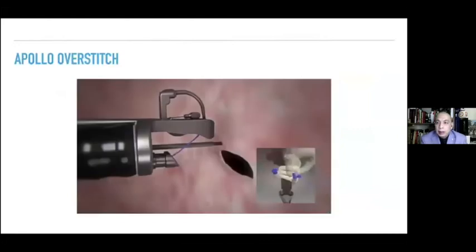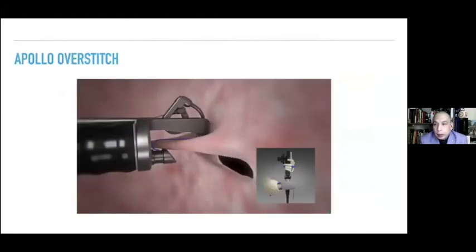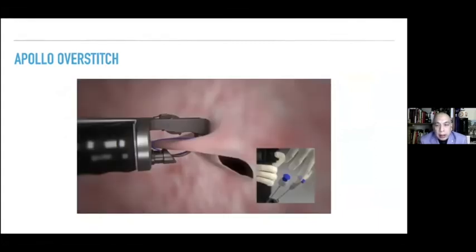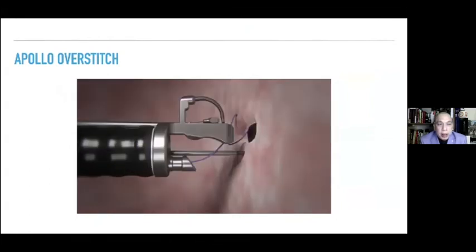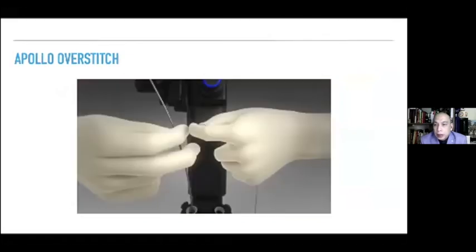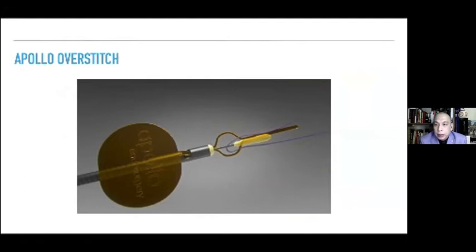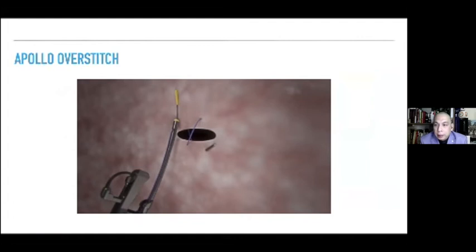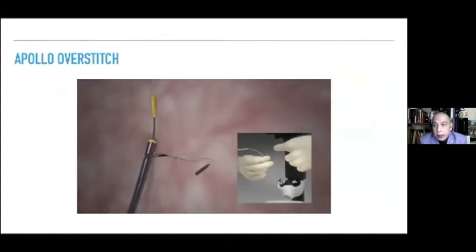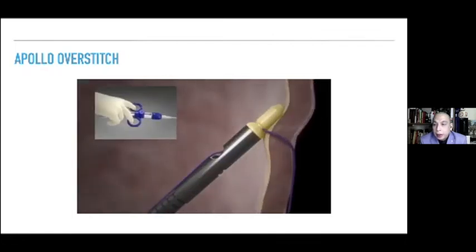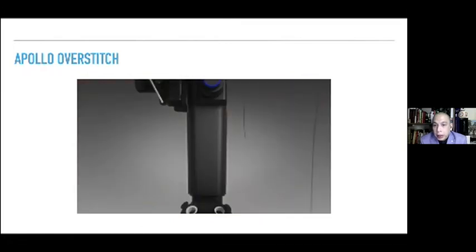And other instrumentation that can be used for tissue approximation or creation of cylinders are endoscopic suturing devices like the Apollo OverStitch, wherein a stitching device is attached to the endoscope and you'll be able to close defects, make a dilated tube a little bit tighter, especially in bariatric surgery, wherein there's dilatation of your anastomosis between your gastric pouch and your jejunum.